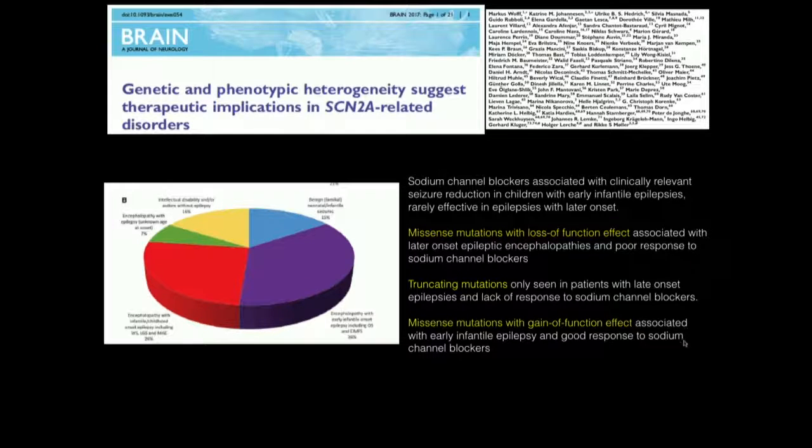And then, in the end, they also found a subgroup of patients with missense mutations with gain of function effect associated with earlier onset infantile epilepsy, but good response to sodium channel blockers. So, 3 different subcategories where genotype-phenotype correlations are relatively good.